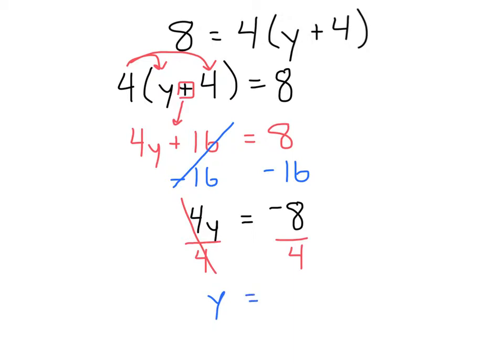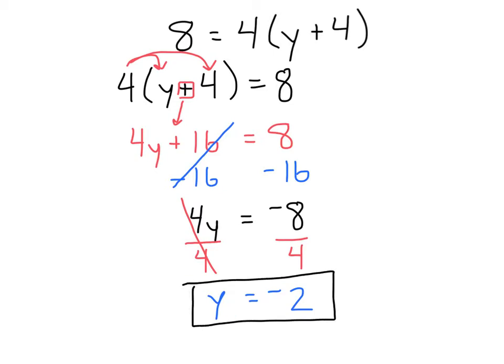Now the right side of the equation, we have negative 8 divided by 4. Remember, negative divided by a positive is always, always, always going to be a negative. So 8 divided by 4 is 2. Our final answer is y is equal to negative 2.